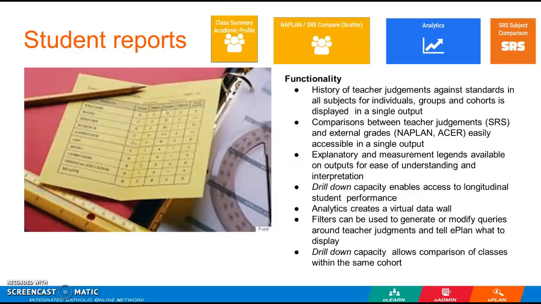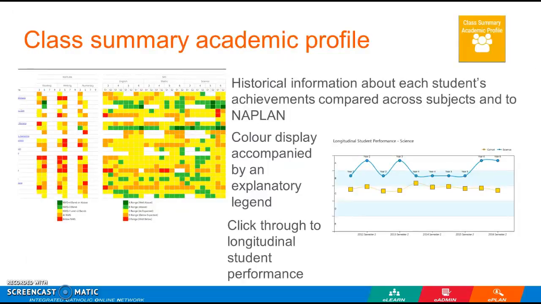The drill-down capacity enables access to longitudinal student performance, while the analytics outputs create a virtual data wall. The class summary academic profile shows historical information about each student's achievements compared across subjects and to NAPLAN. The coloured display is accompanied by an explanatory legend, and you can click through to the longitudinal performance of a student in any one subject.